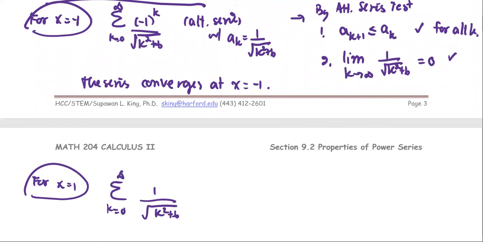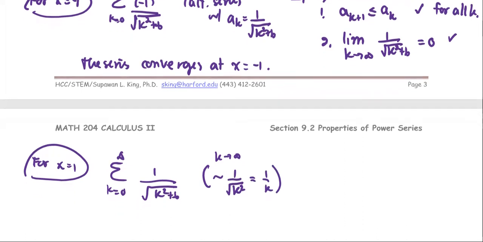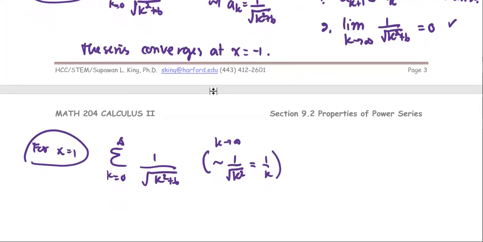This is a positive series, so we can use the comparison test with the p-series. As k approaches infinity, the term a_k becomes 1 over the square root of k squared, which is the leading term of the denominator, or simplified, 1 over k. So by the comparison test, this series diverges because we compare with the p-series with p equals 1. With the condition that p is less than or equal to 1, the series diverges.